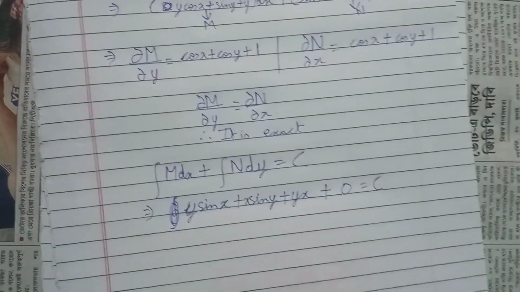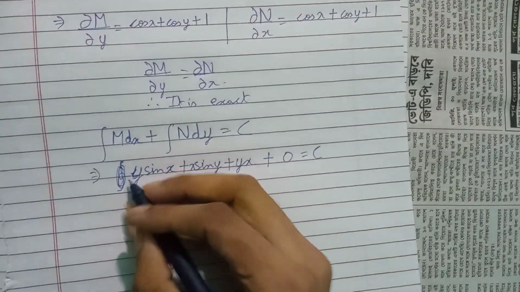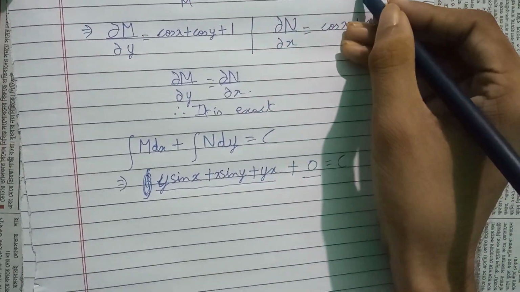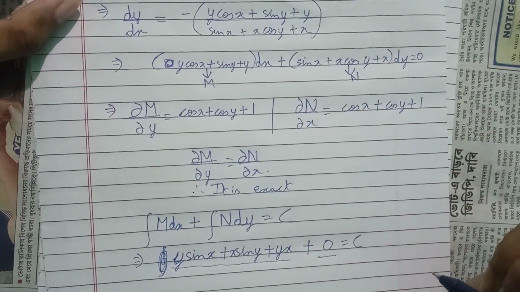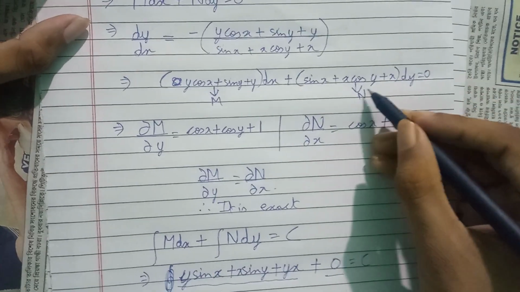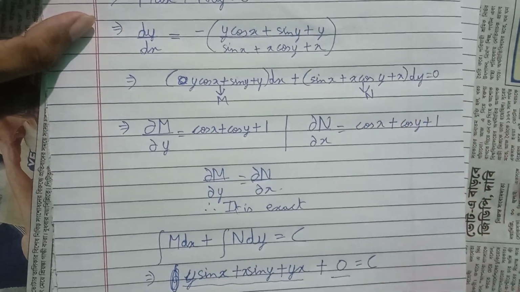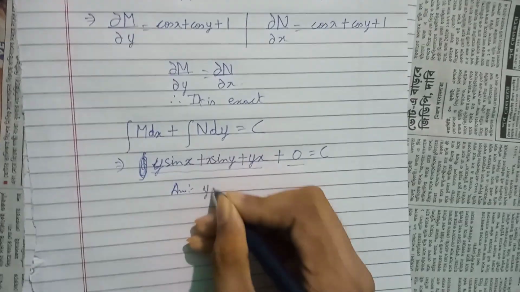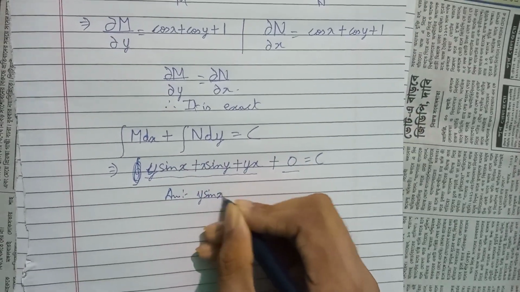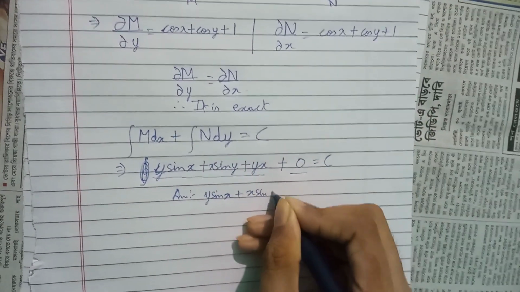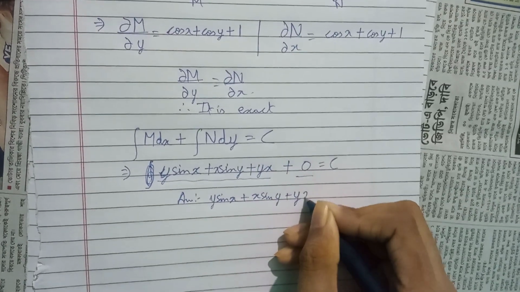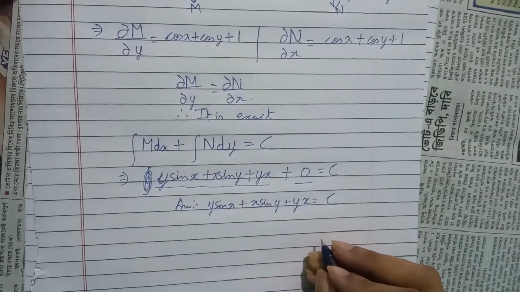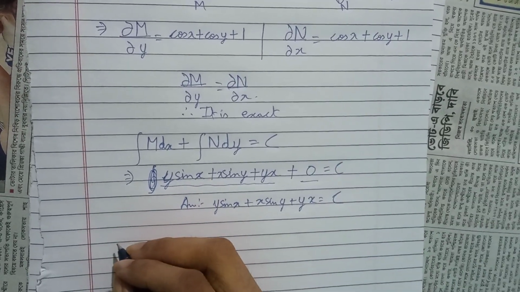So here I have integrated it. From M we are getting this value and from N we are getting this, and as in every addition there is an x value, we need to remove the part where there is x. So this is the answer. The final answer is y sin x plus x sin y plus yx equals c, which is a constant. So this is how we have solved the first question.